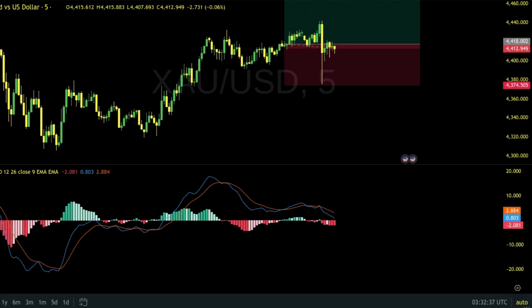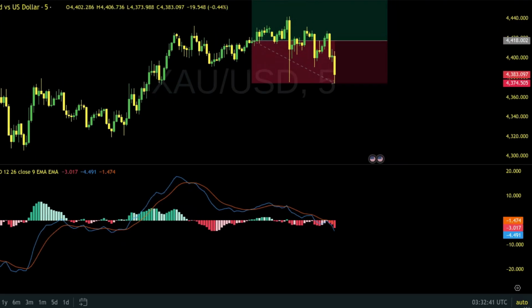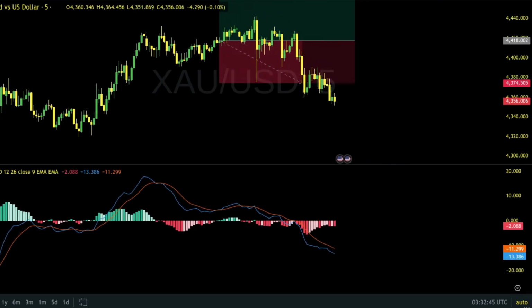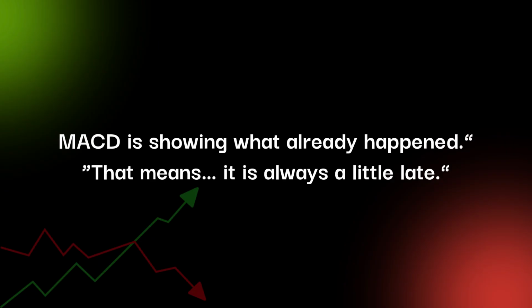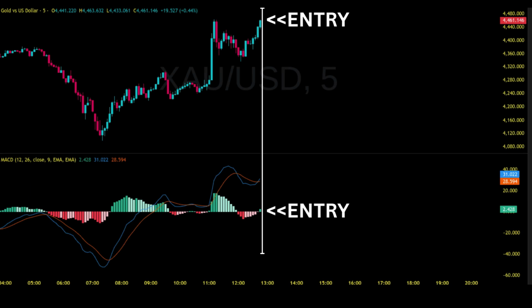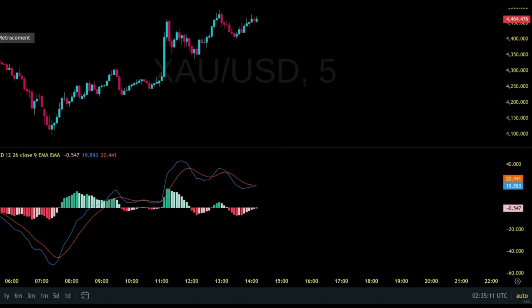Let's understand this simply. MACD is not giving you the future. It is showing what already happened. That means it is always a little late. Look here, gold moves fast. MACD reacts slow. Today I'll show you how to use the MACD indicator correctly.